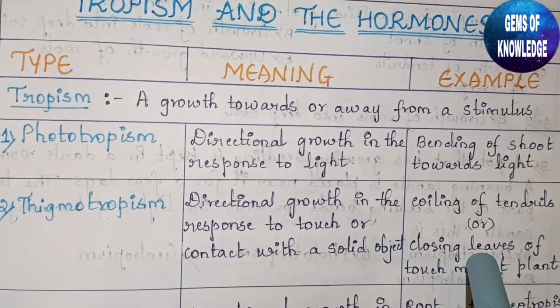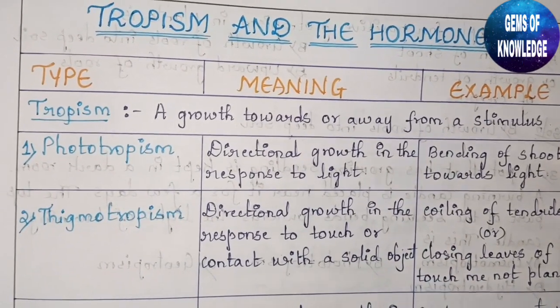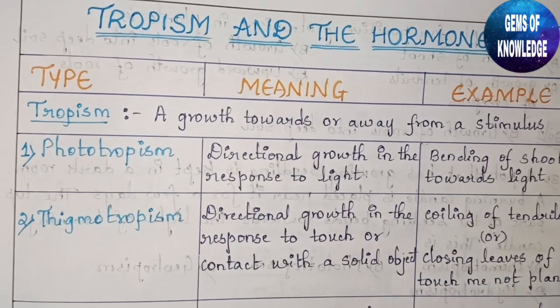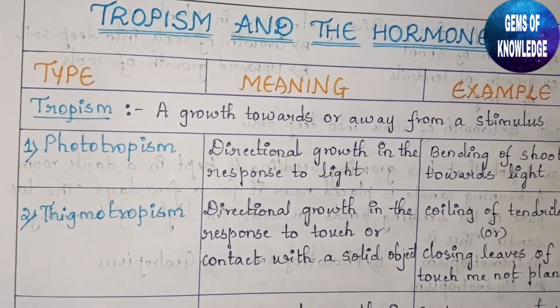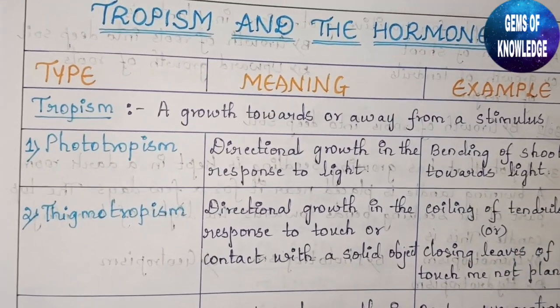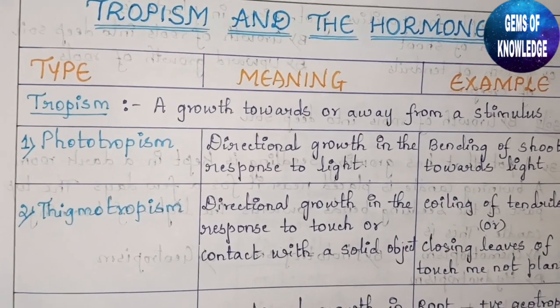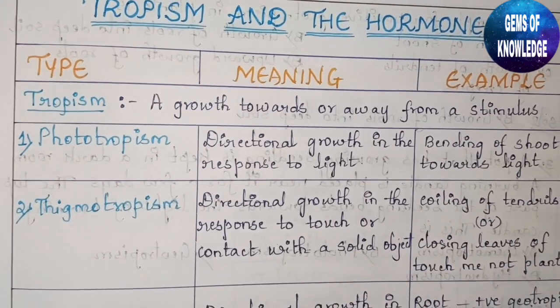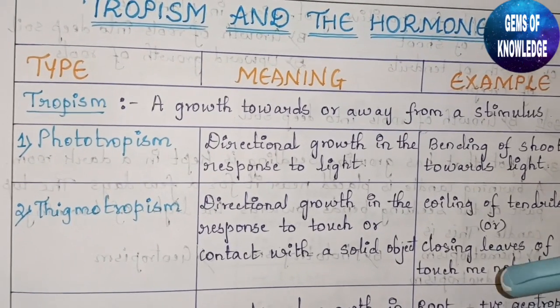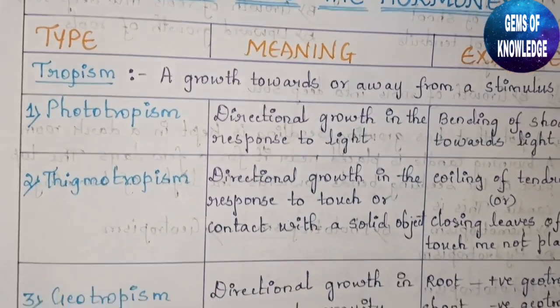Also the closing of the touch-me-not plant. I hope you all have observed the touch-me-not plant when you try to step on it or touch it. At that time, as soon as the leaves touch your body parts, the plant closes its leaves. That is also a part of thigmotropism.